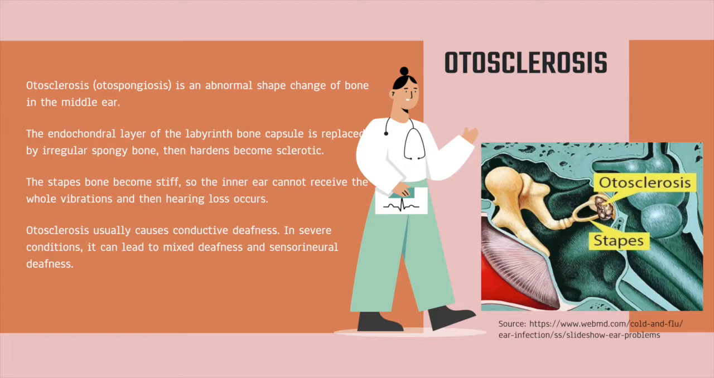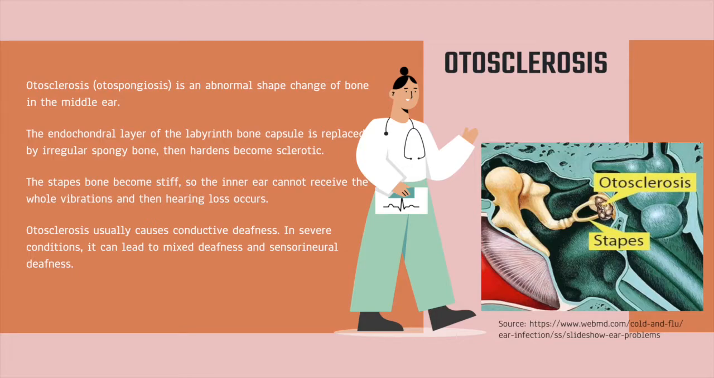In the normal condition, the sound is conveyed from the external acoustic meatus to the tympanic membrane, then simultaneously triggers the ossicle bones towards the inner ear. In otosclerosis condition, the stapes bone becomes stiff, causes the sound vibration that enters the ear to be abnormal. The inner ear cannot receive the whole vibrations, and then hearing loss occurs.